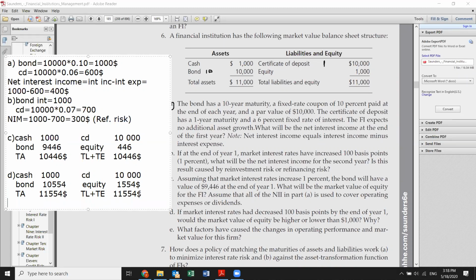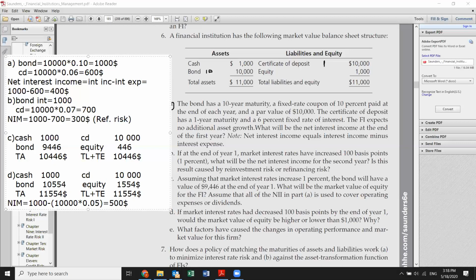We are not asked to calculate net interest margin, but net interest income is equal to interest income minus interest expense. So our interest income will be 1,000, it doesn't change, it's the same, but interest expense will be changing. Our interest expense will be 5%, isn't it? Because it was 6%, now it's reduced to 5% by 100 basis points. So 10,000 times 0.05, and in total you have $500.